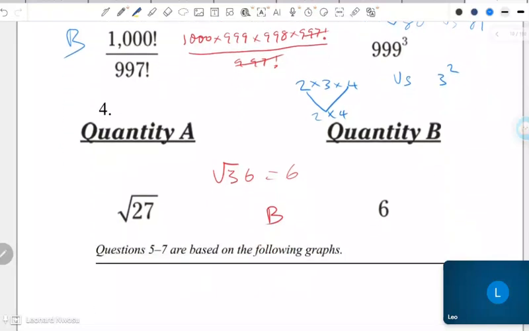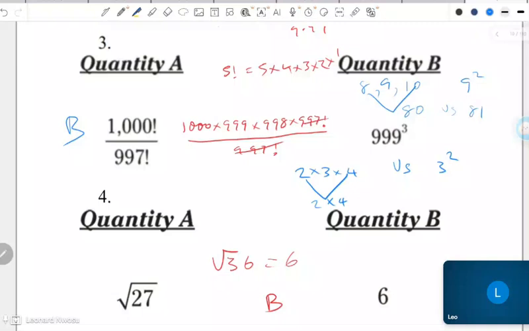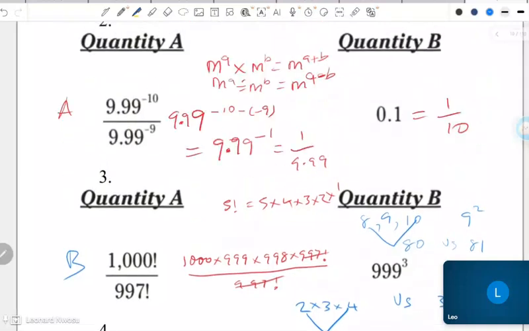We have solved 4 questions. Yes, we have solved 4 questions. Now it's 7.